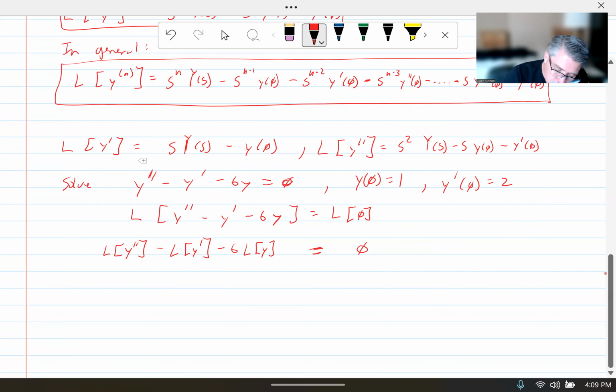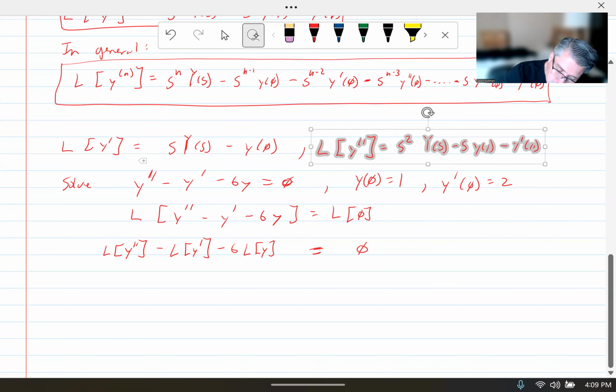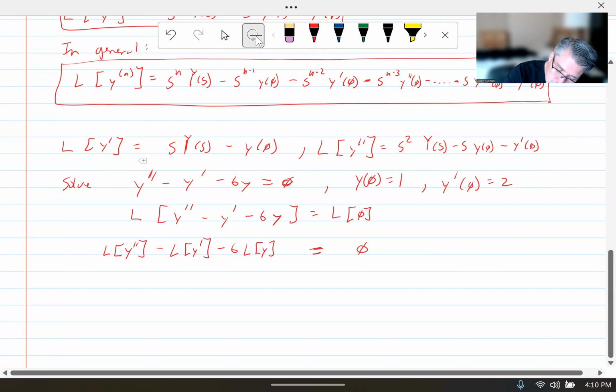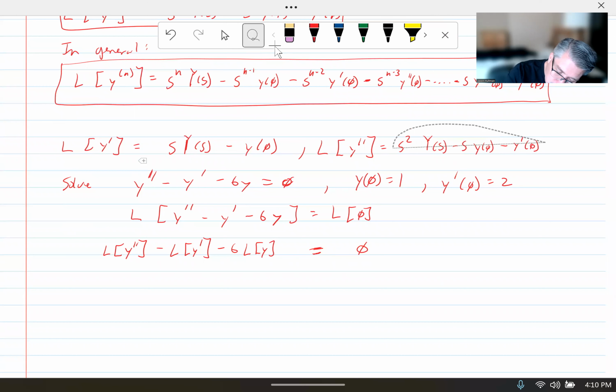Okay, so what is the Laplace transform of y double prime? Well, I have it right here. Okay, the Laplace transform of y double prime is right there. So actually, I'll just copy this portion of it. Okay, so we can copy that.